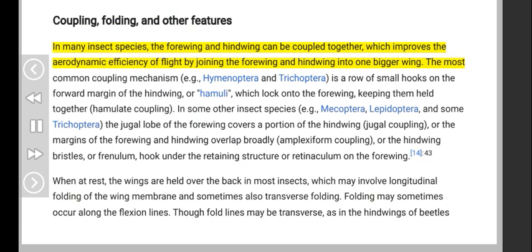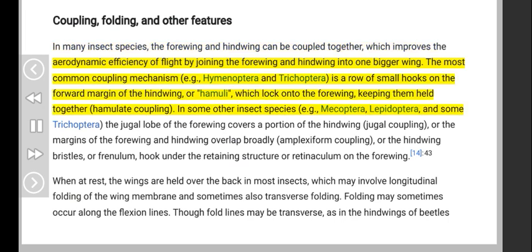Coupling, folding, and other features. In many insect species, the forewing and hindwing can be coupled together, which improves the aerodynamic efficiency of flight by joining the forewing and hindwing into one bigger wing. The most common coupling mechanism, e.g., Hymenoptera and Trichoptera, is a row of small hooks on the forward margin of the hindwing, or hamuli, which lock onto the forewing, keeping them held together: hamulate coupling.